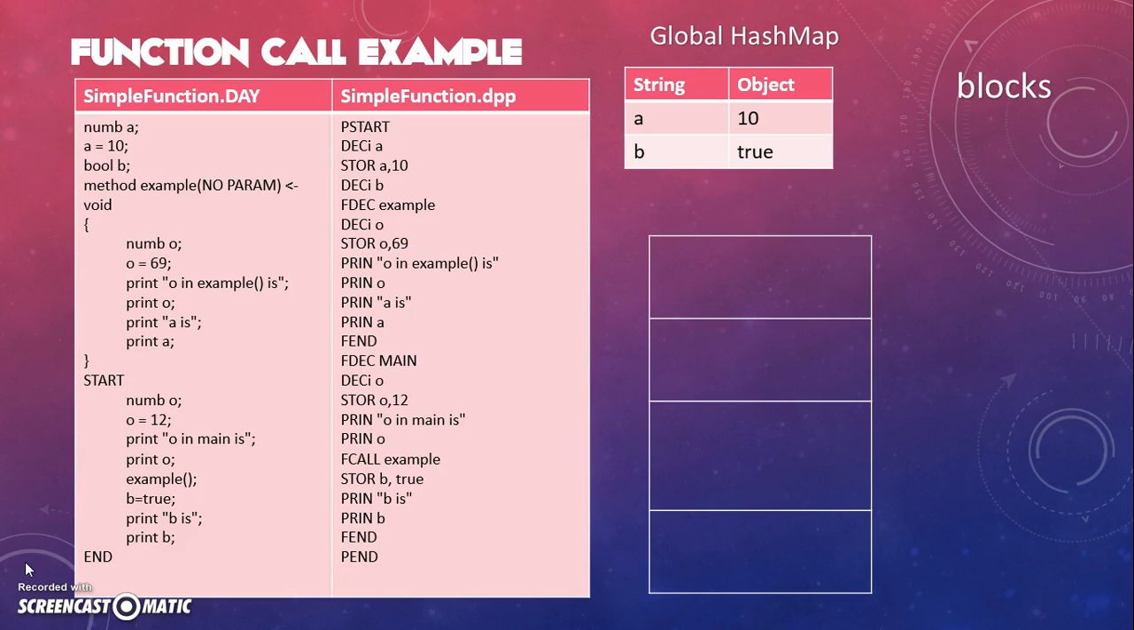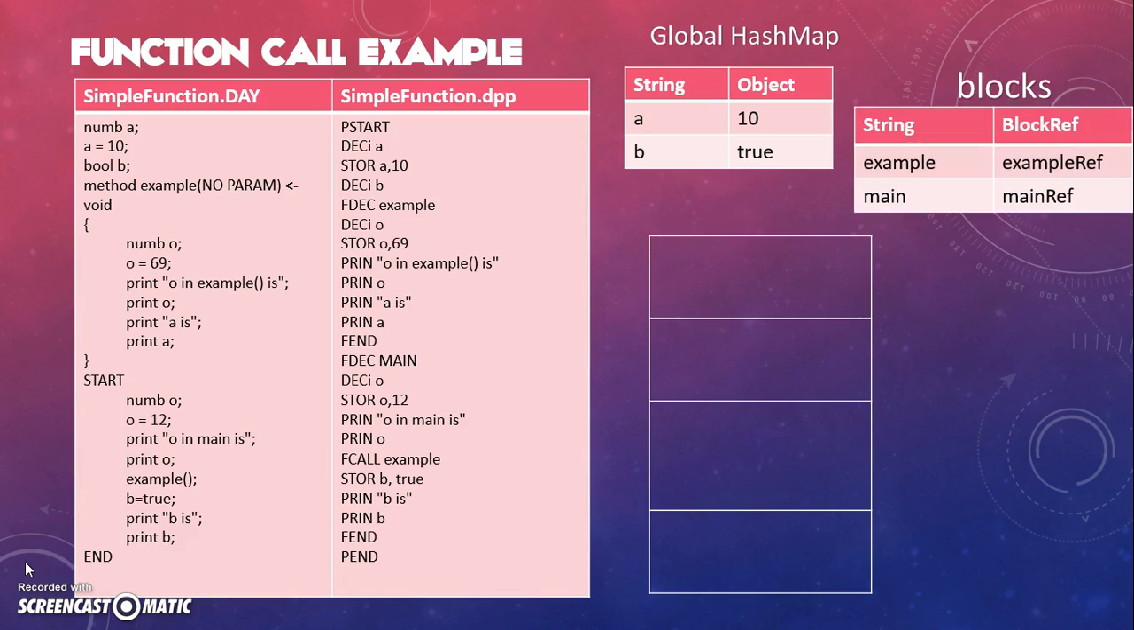Whenever function block is encountered, a block object is created and the reference is stored in the hash map. Since example and main functions are functions, they will have entries in the function hash map.